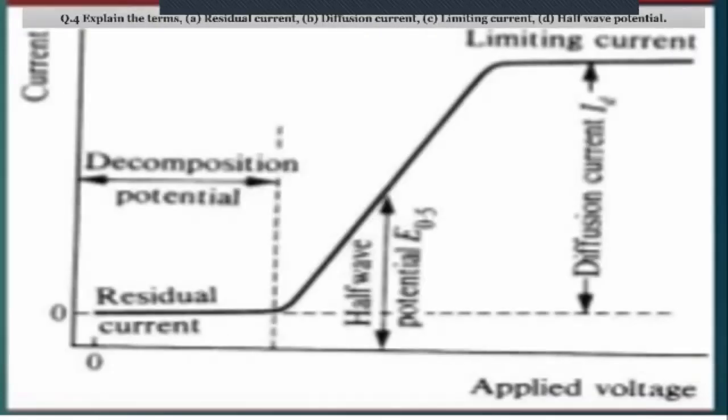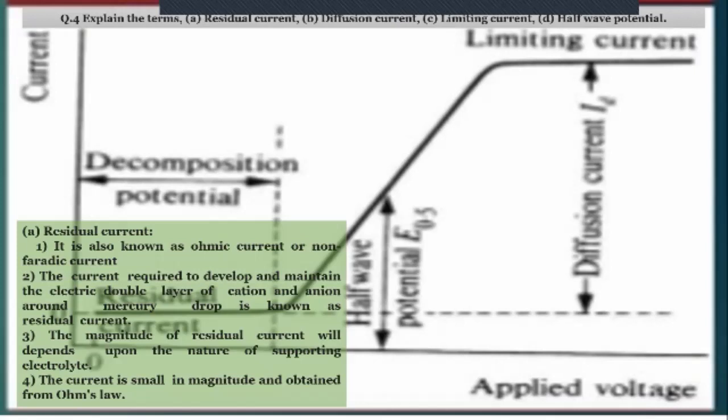Explain the term residual current. Residual current is also known as the ohmic current or non-Faradaic current. The current required to develop and maintain the electrical double layer of the cation and anion around the mercury drop is known as the residual current. As already seen, the magnitude of the residual current depends upon the nature of the supporting electrolyte. Details about the supporting electrolyte we will see in the next slide. The current is small in magnitude and obtained from Ohm's law.